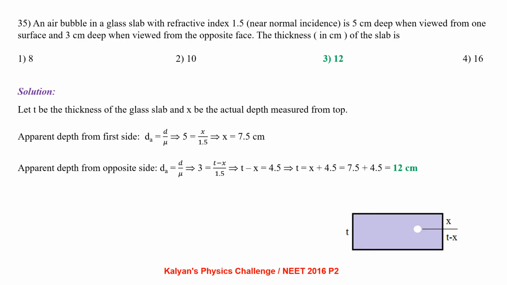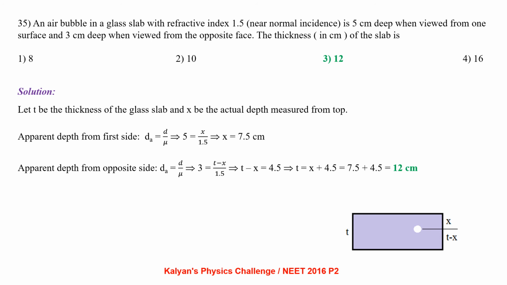An air bubble in a glass slab with refractive index 1.5 is 5 cm deep when viewed from one surface and 3 cm deep when viewed from the opposite face. Find the thickness of the glass slab. Let t be the thickness of the glass slab and x be the actual depth measured from the top of the slab. The apparent depth is given by d apparent equals d by mu.